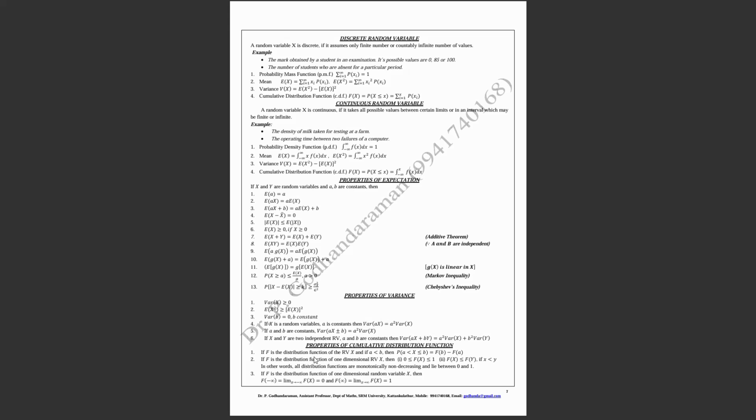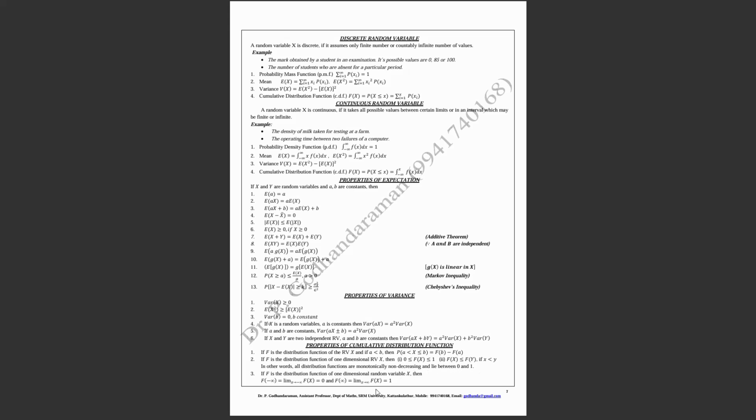If F is the distribution function of a random variable x, then P of a less than x less than or equal to b is equal to F of b minus F of a. If F is the distribution function of a random variable x, then 0 is less than or equal to capital F of x, which is less than or equal to 1, and F of x is less than or equal to F of y if x is less than y. In other words, all distribution functions are monotonically non-decreasing and lie between 0 and 1.